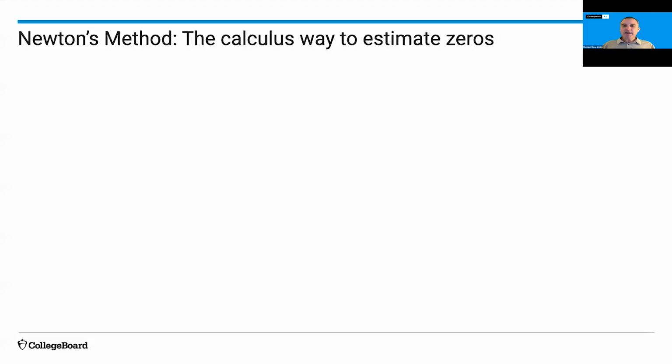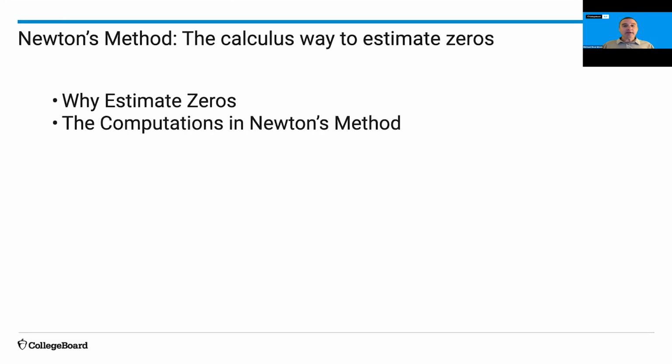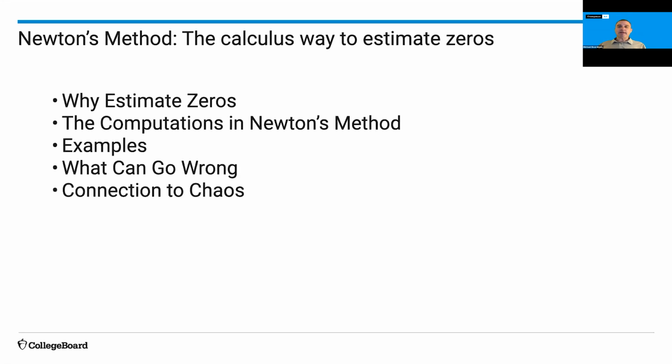Newton's method, which is a calculus way to estimate zeros of functions. What we're going to do today is talk about why we'd be interested in estimating zeros. After that, we'll look at the computations involved in Newton's method. Then we'll look at several examples. We'll take a look at what can go wrong with Newton's method. And finally, we're going to see that there's a connection of Newton's method to chaos and some fractals.